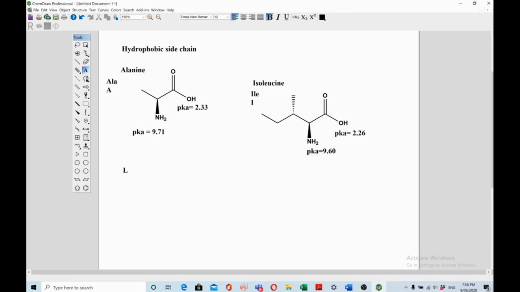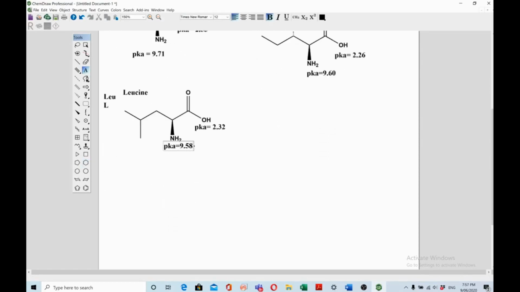Next amino acid is leucine. This is leucine, having the three-letter code LEU and one-letter code L. The pKa of the acid group is 2.32, and the pKa of the amino group is 9.58.